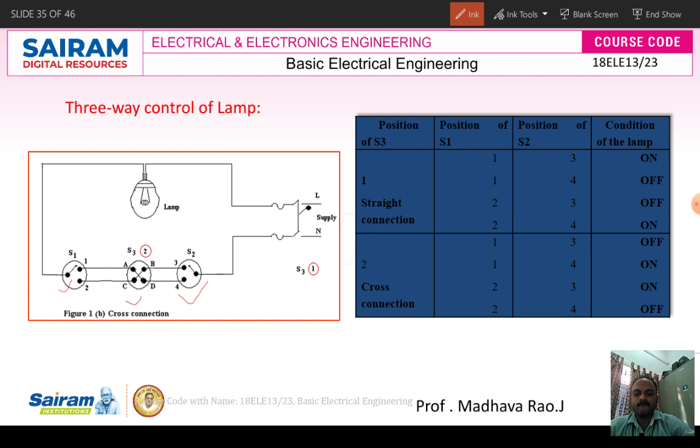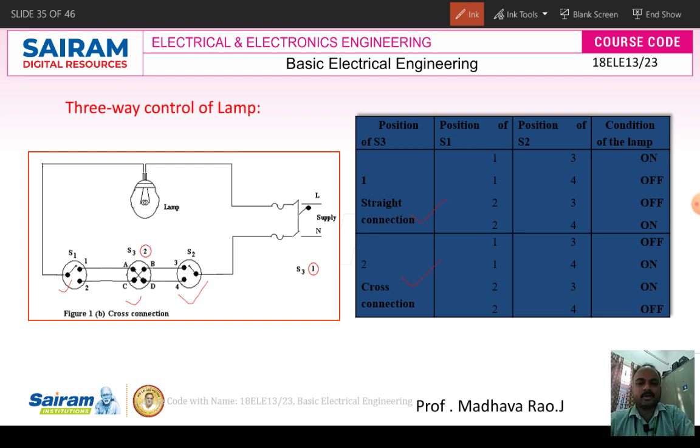Switch 1 has two positions, 1 and 2. Similarly switch 2 has positions 3 and 4. In between switch 1 and switch 2 we have one more switch, called the intermediate switch, S3. It has two types of connections: straight connection and cross connection. When switch 3 is connected A to B and C to D, that is called straight connection. When it is connected like C to B, B to C and A to D, that is called cross connection.